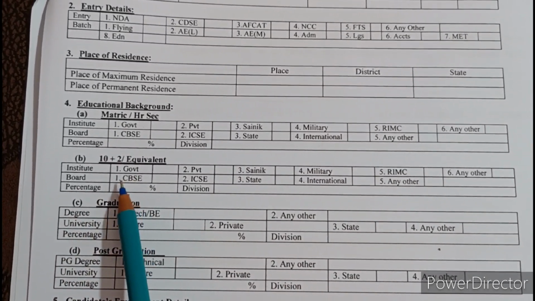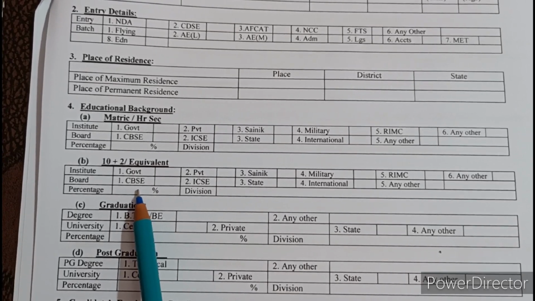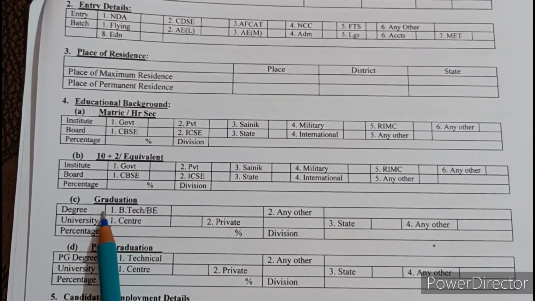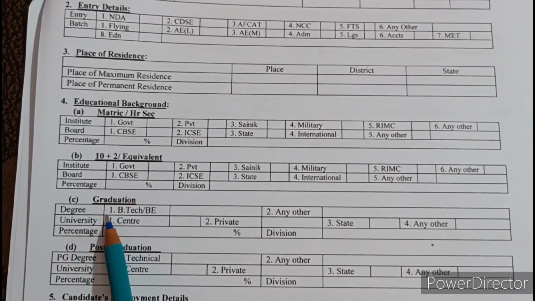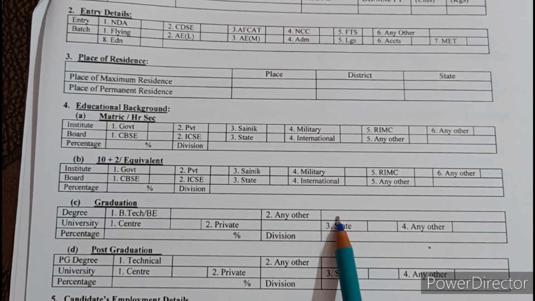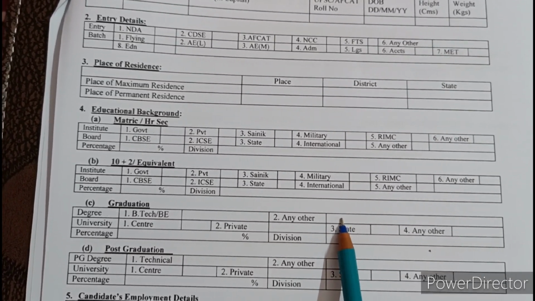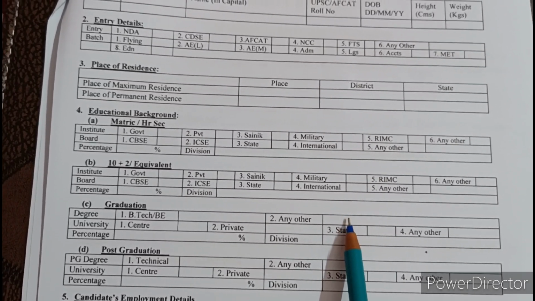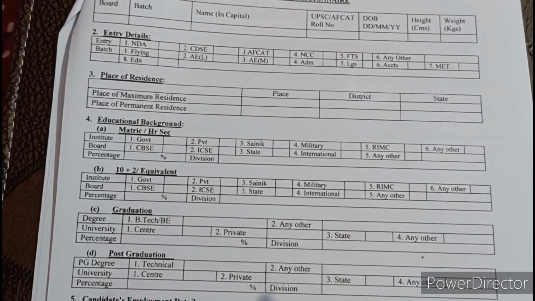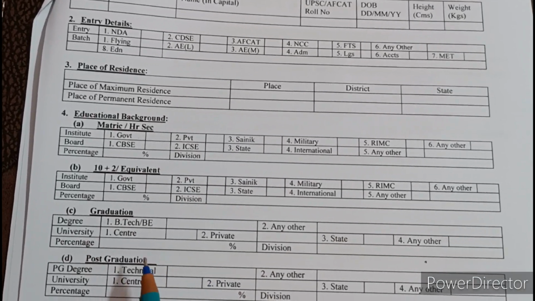So choose accordingly. Now you have to write the percentage, similarly converting into percentage, then the division. Now talking about the graduation, you have to write whether you have done BE, BTech or any other. If you choose any other, then you have to specify which. If you have done BA, then you have to write BA, and if you have done some other degree, you have to write accordingly. If you have done economics or some other BSc, you need to write according to that.